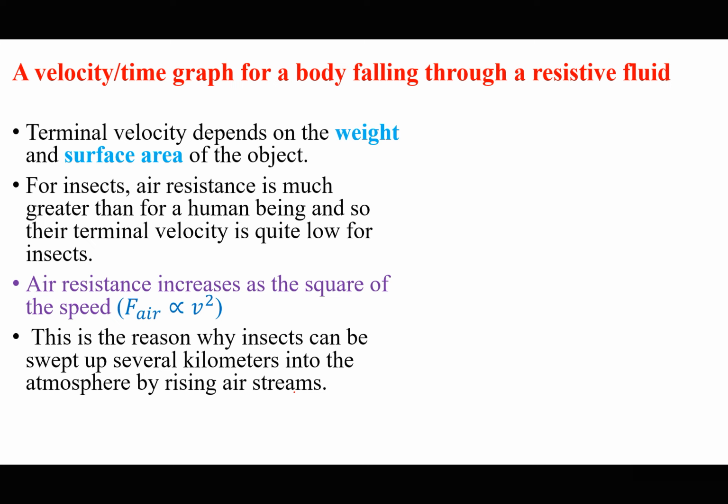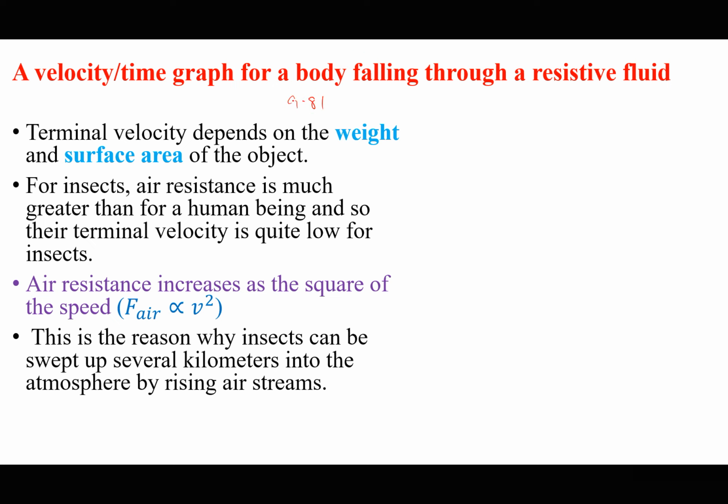So because insects have a smaller weight, they have a smaller terminal velocity, and since air resistance increases as the square of the speed, they can easily be swept high, several kilometers into the atmosphere by rising air. So initially at t equals 0, the speed is 0. We have not started moving. But as time goes on, the speed is increasing because there's an acceleration, which was initially 9.81.